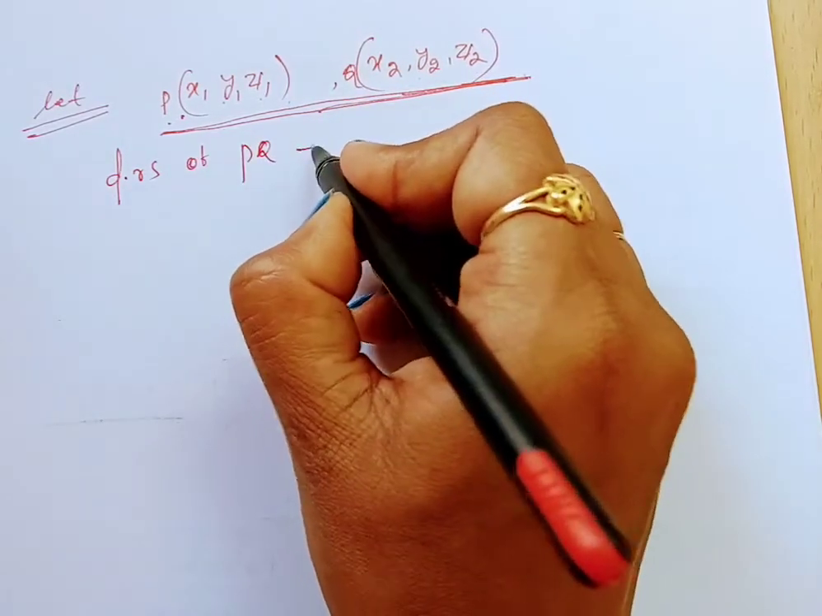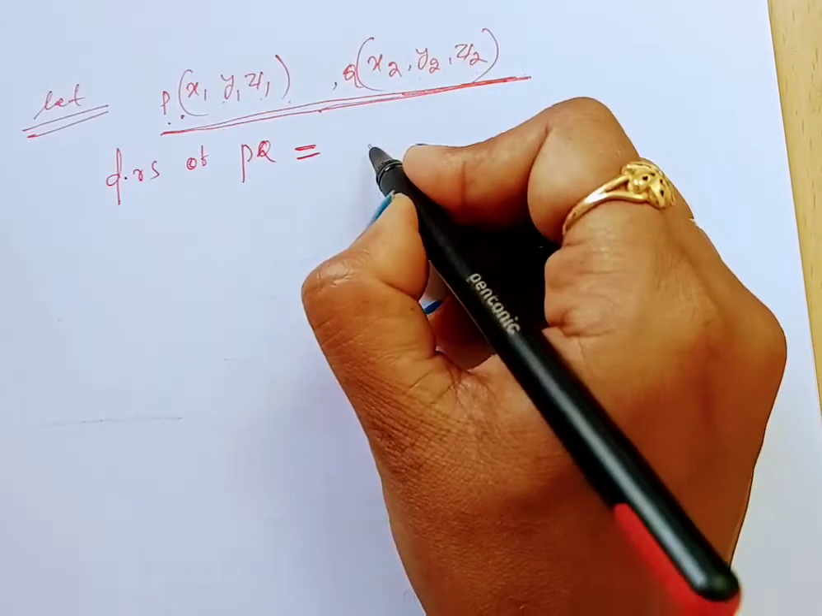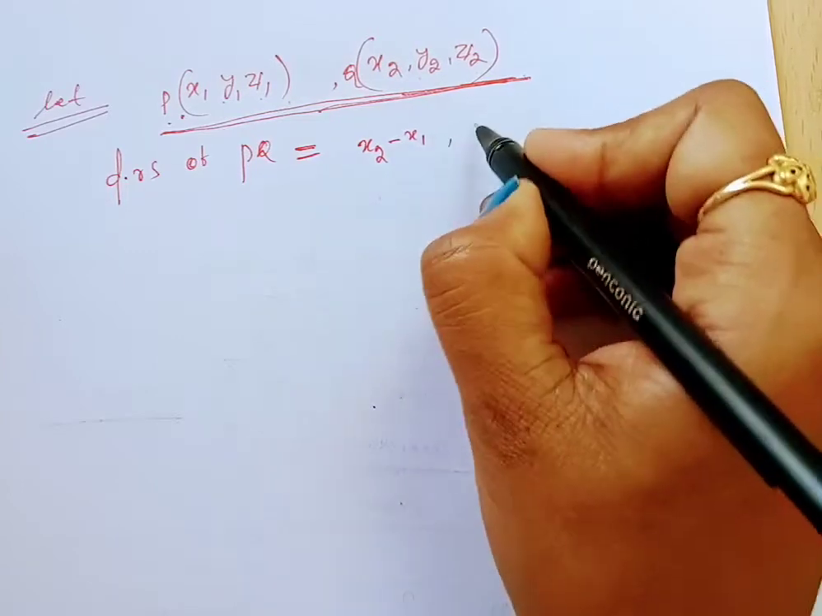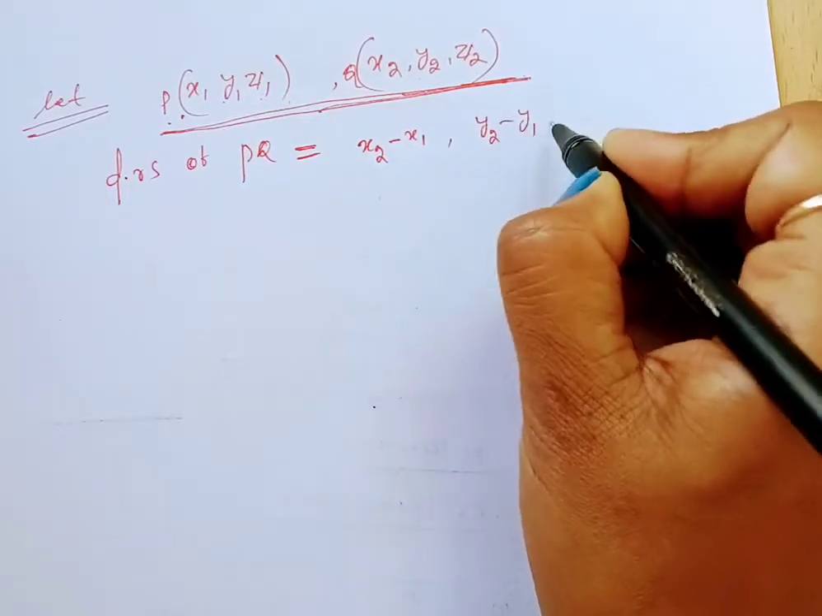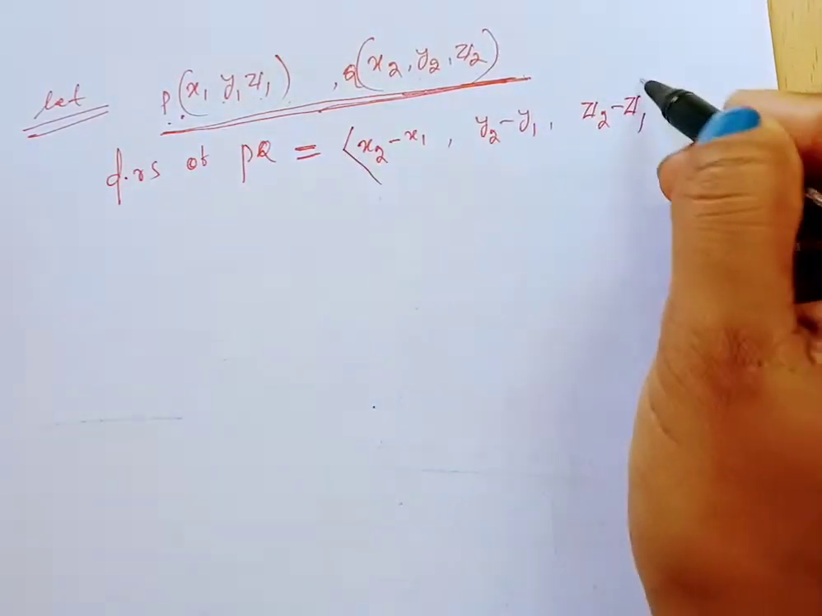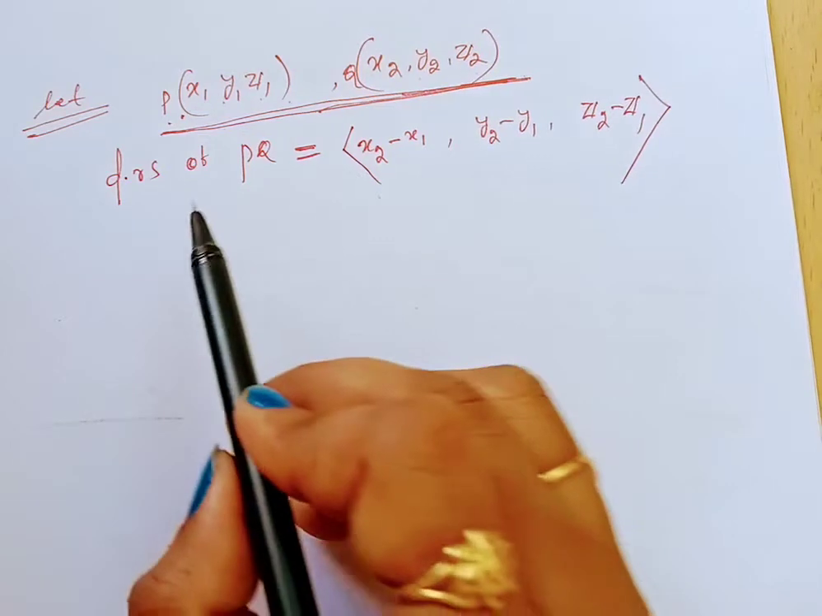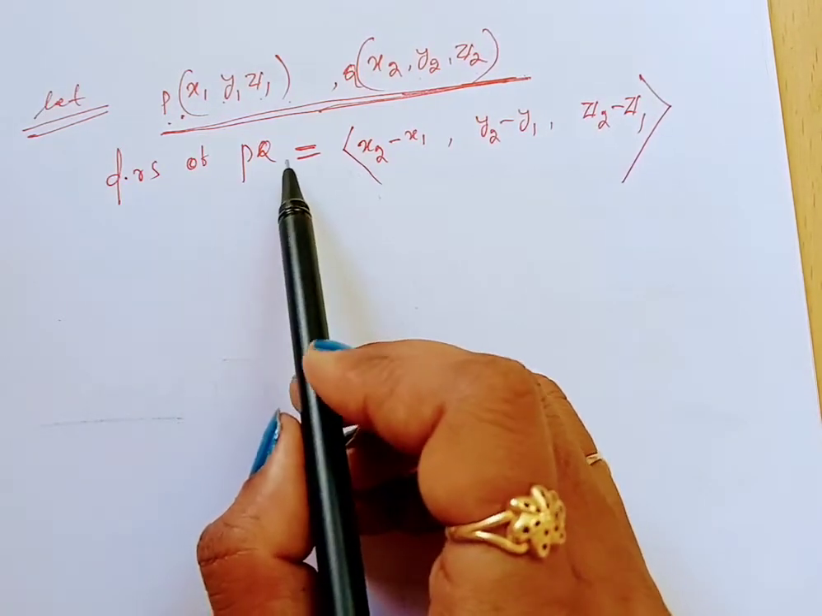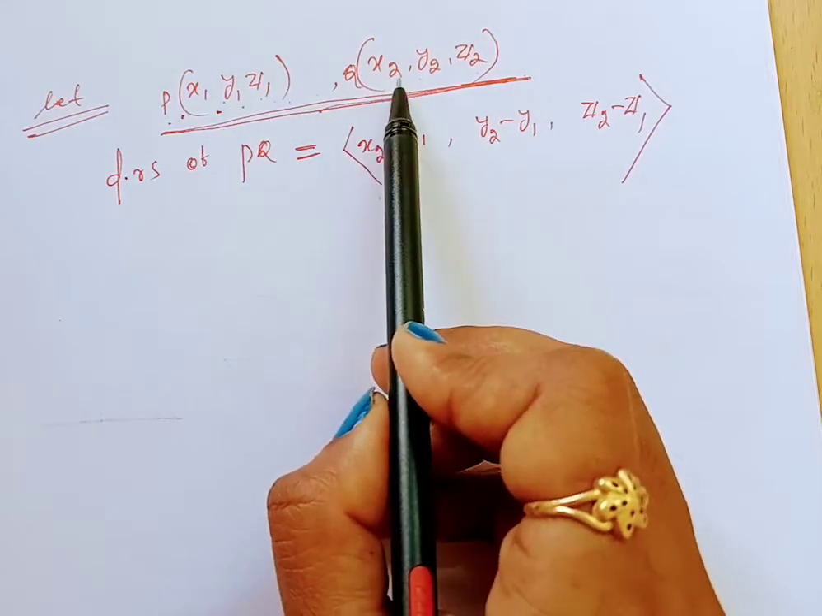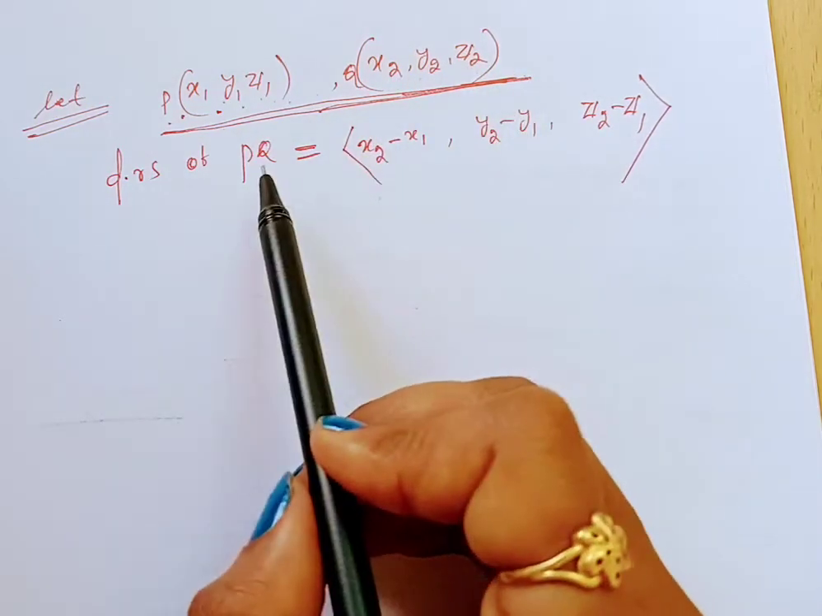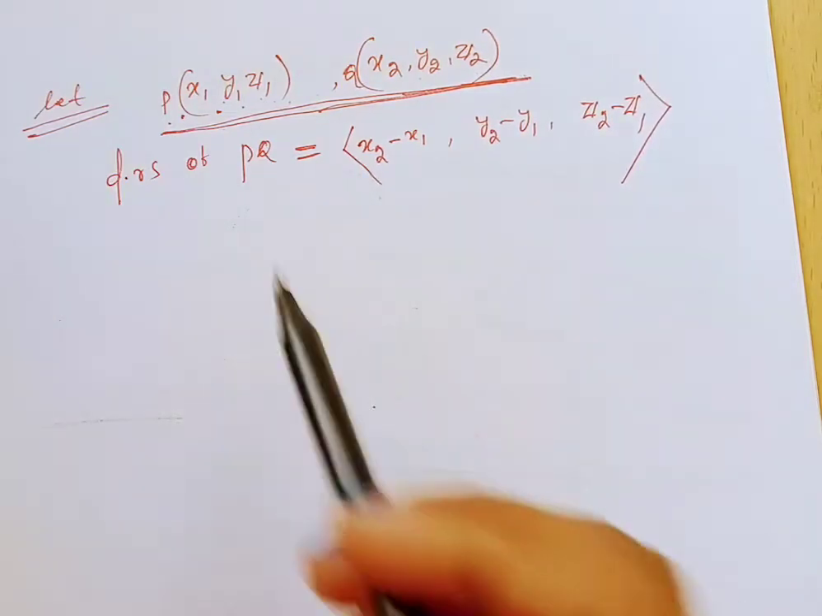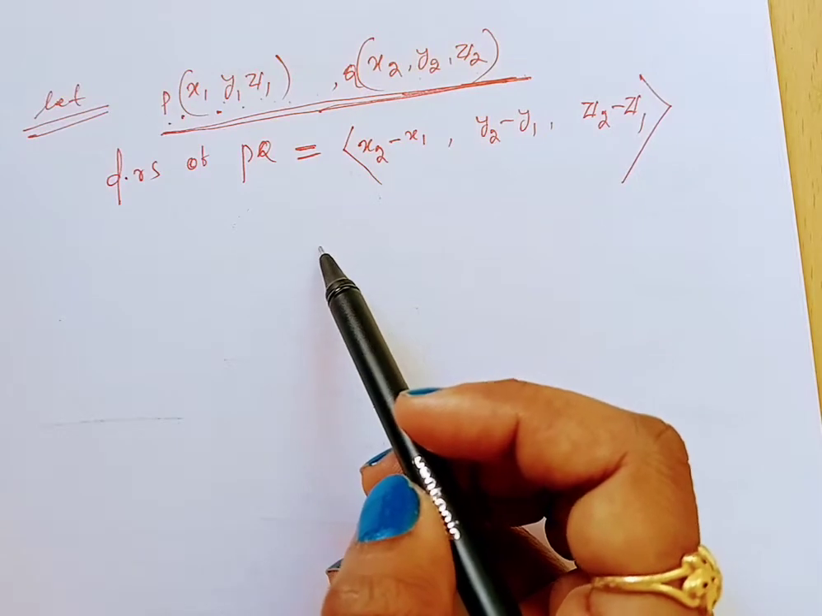Just use a simple formula: x2 minus x1, y2 minus y1, z2 minus z1. Using this simple formula, you can find the direction ratios of line PQ having coordinates x1, y1, z1 and x2, y2, z2. And once you get the direction ratios, from them you can easily find the direction cosines of that line.